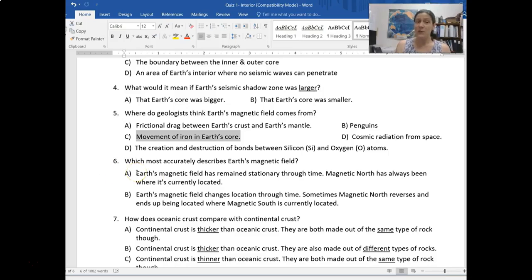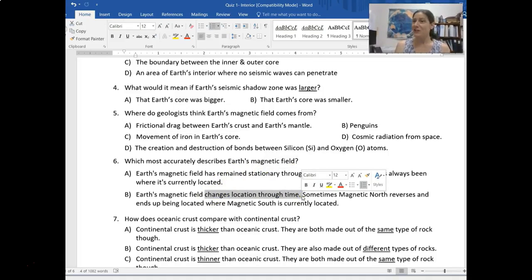Question number 6, which most accurately describes Earth's magnetic field? Does it remain stationary through time, with north always pointing to north? Or has it changed locations through time? Sometimes magnetic north reverses and ends up being pointed where magnetic south is located. So stationary, or does it change locations through time?